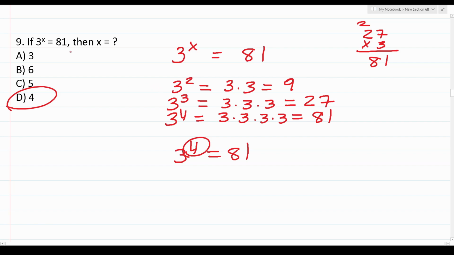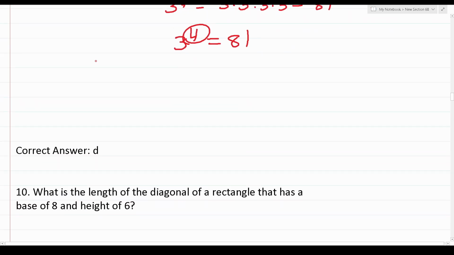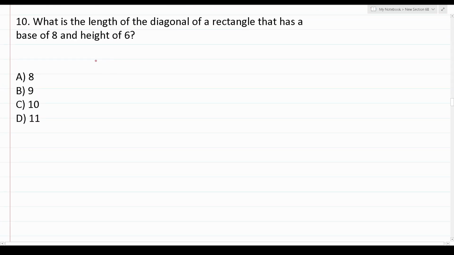Nothing too difficult there. A lot of people get intimidated by these problems, but they're pretty straightforward once you know what the question's asking. All right, so number 10 here says, what is the length of the diagonal of a rectangle that has a base of 8 and a height of 6?